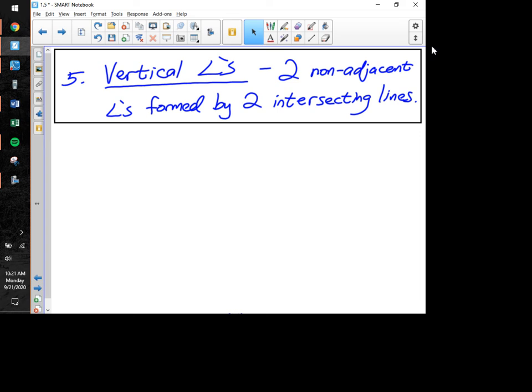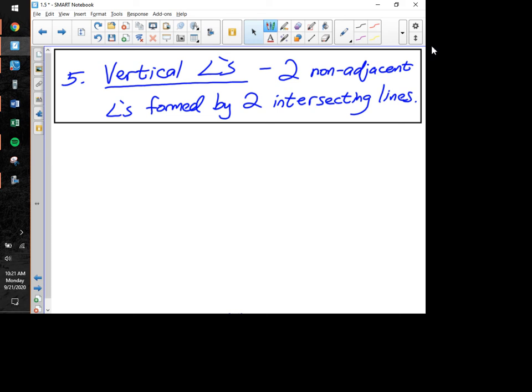Now, when I put that up on the board and I say, okay, so do you guys get it? Most people are not going to understand what that means. But we've got to get a pencil in our hand, everybody, and start drawing a diagram so we can see what's happening. Two non-adjacent angles formed by two intersecting lines.